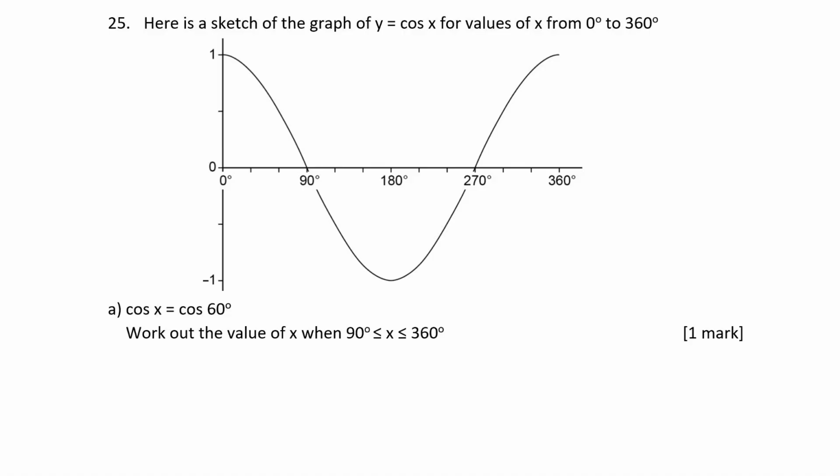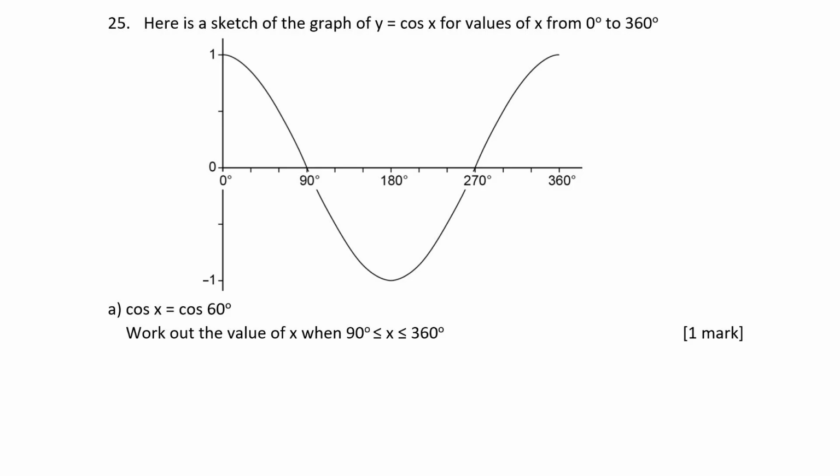Question 25. Here is a sketch of the graph of y equals the cosine of x for values of x between 0 and 360 degrees. Now we're told that cos x equals cos 60. Work out the value of x when 90 is less than or equal to x, which is less than or equal to 360.